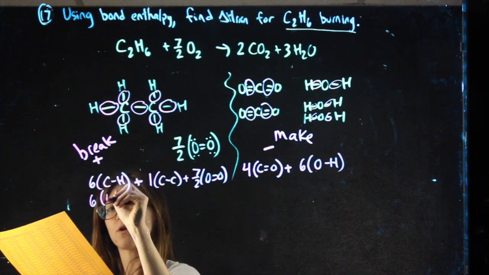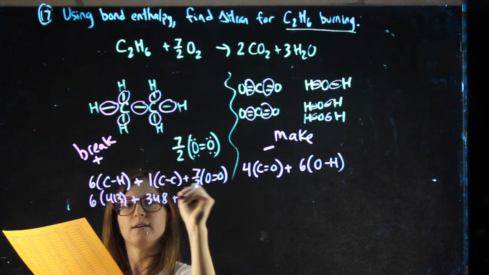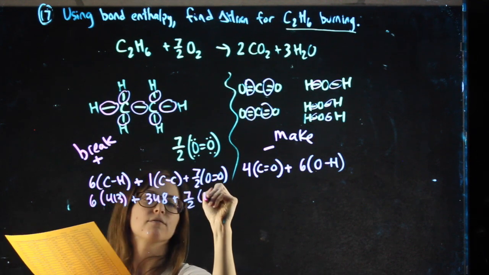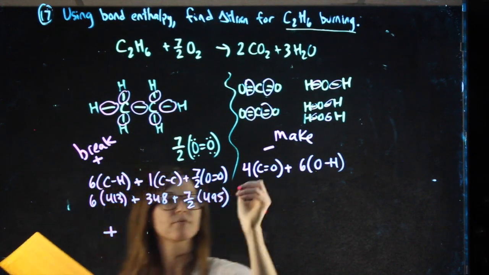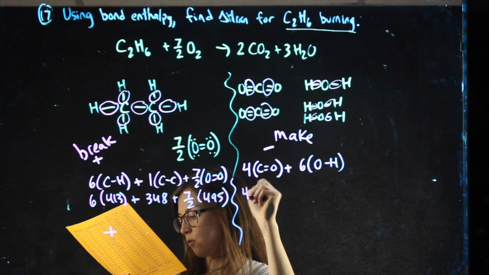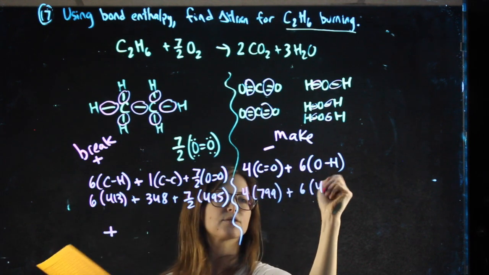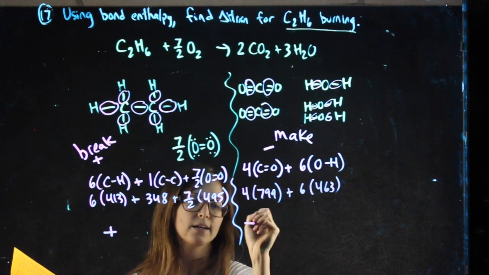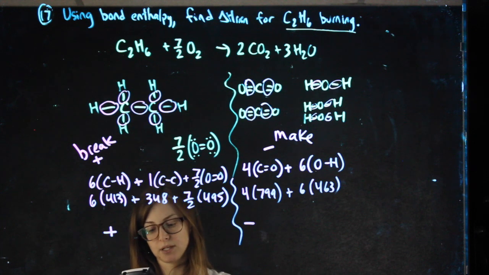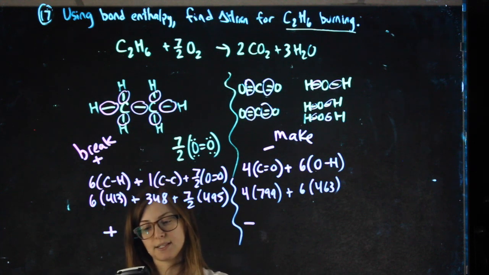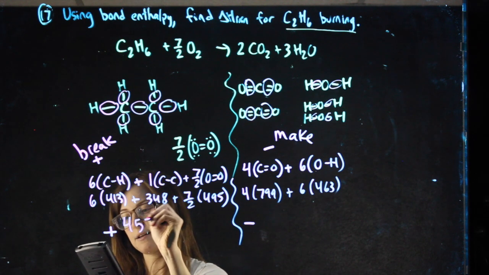6 times 413 plus 348 plus 7 halves 495. Whatever I get here, I'm going to make positive. 4 times 799 plus 6 times 463. Whatever I get here, I'm going to make negative. 6 times 413 plus 348 plus 7 halves times 495. My breaking side.